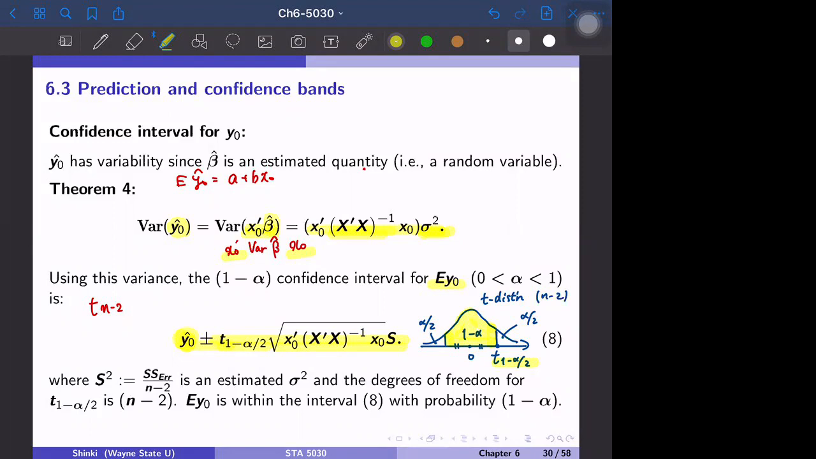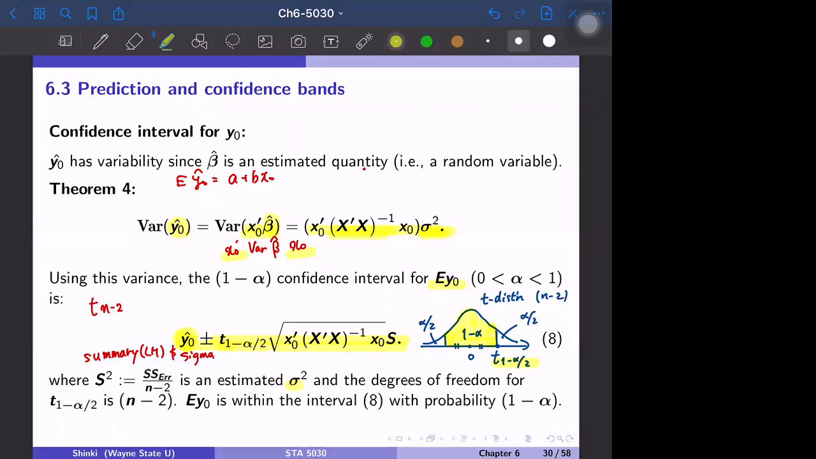And here S is the estimated residual standard deviation. In R, you can extract this information from the summary of the lm object, maybe with the dollar sign sigma. Then you can extract this sigma.